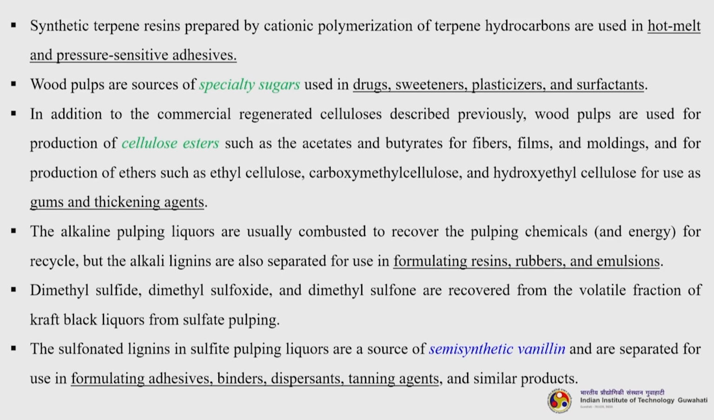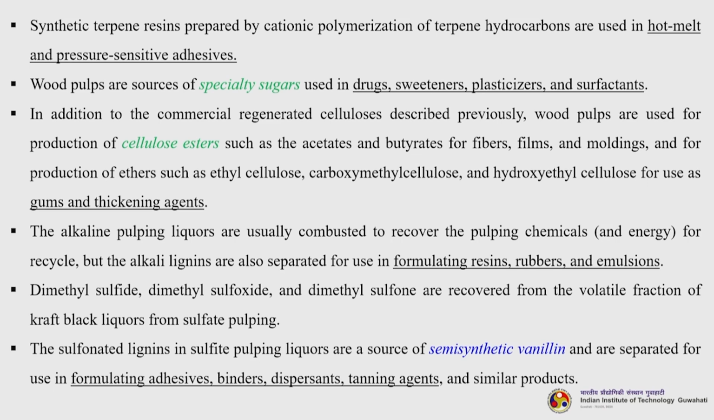Wood pulps are sources of specialty sugars as used in drugs, sweeteners, plasticizers and surfactants. In addition to the commercial regenerated cellulose described previously, wood pulps are used for production of cellulose esters such as the acetates and butyrates for fibers, films and moldings, and for production of ethers such as ethyl cellulose, carboxymethyl cellulose and hydroxymethyl cellulose for use as gums and thickening agents. The alkaline pulping liquors are usually combusted to recover the pulping chemicals and energy for recycle, but the alkali lignins are also separated for use in formulating resins, rubbers and emulsions.